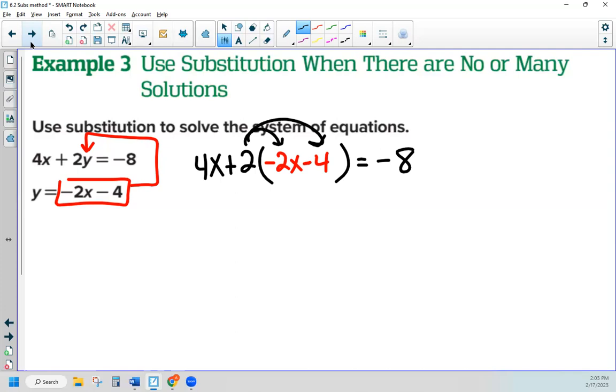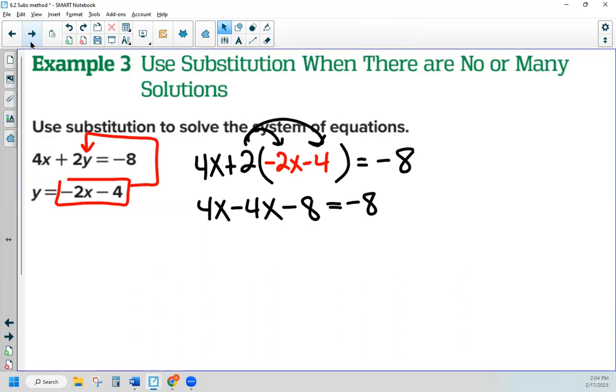The next thing in PEMDAS would be exponents, but we don't have any, and then multiplication. Multiplication is a distributive property here, where we multiply 2 times negative 2. That will give us negative 4x. Then we follow with 2 times negative 4. That is going to give us negative 8. We continue with equals negative 8.